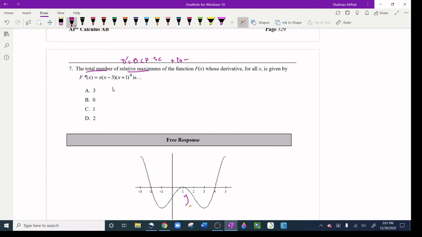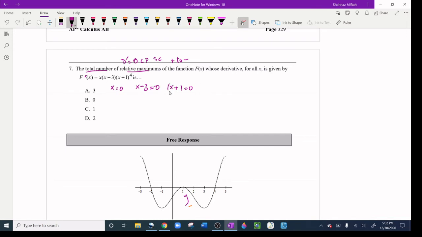I'm going to make x equal 0. I'm going to make x minus 3 equal 0. And I'm going to make x plus 1 equal 0. I just ignore these exponents and square roots and that kind of stuff, and you guys know why I'm doing that.